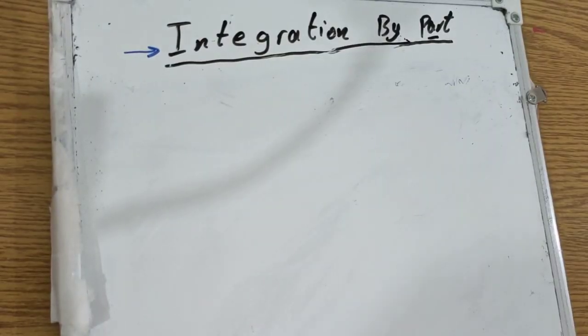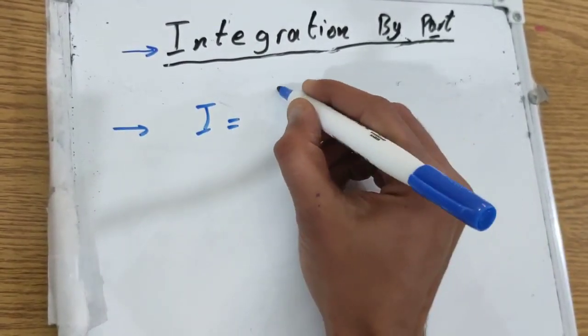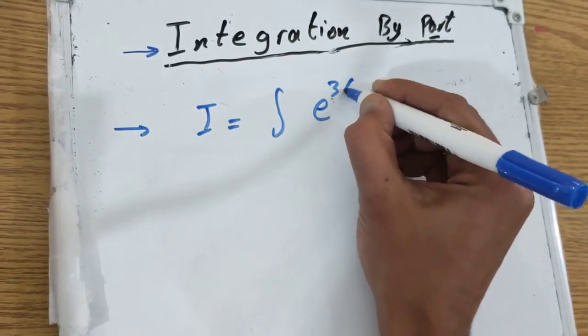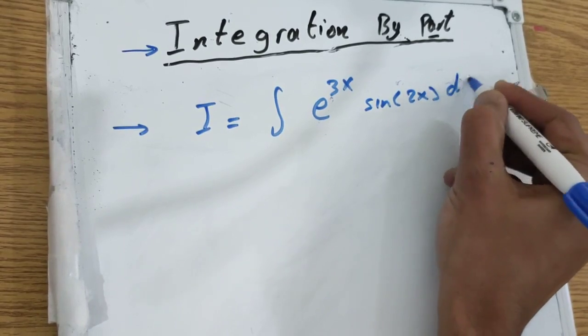Until now, we see two cases in which we use the integration by parts. Case number 1, if we have a polynomial times a function that can be integrated. Case number 2, if we have a function with no antiderivative, like ln, tan inverse, sine inverse, and so on. There is another case that we can use integration by parts. Let's see if we have an integration of e power 3x times sine 2x.